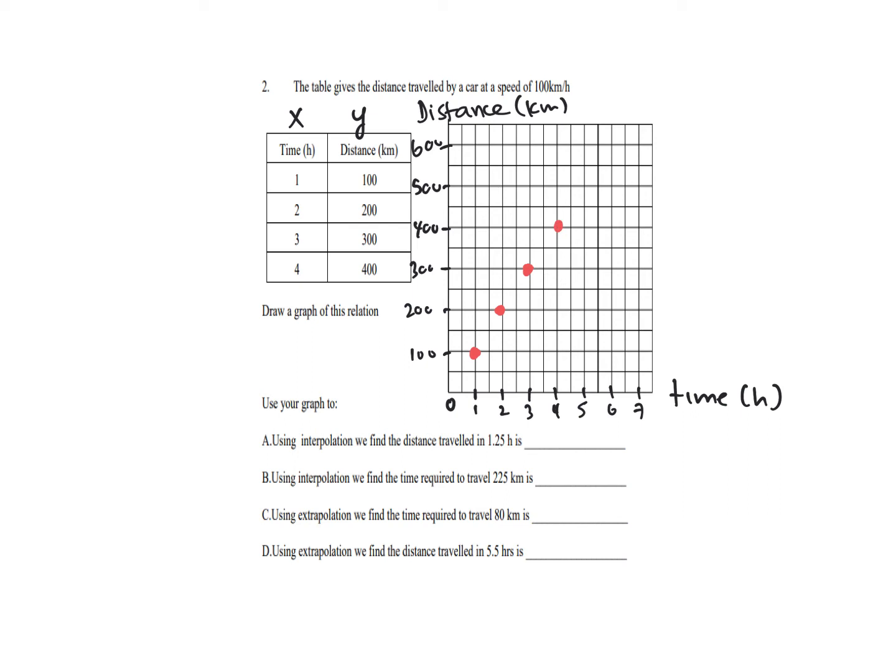Am I going to join the line? Yes, I am. It is continuous data. I could have time in between hours. So I could have 1.5 hours, I could have 2.4 hours, and so on. So I am going to draw a line between the points to show that there could be points in between.